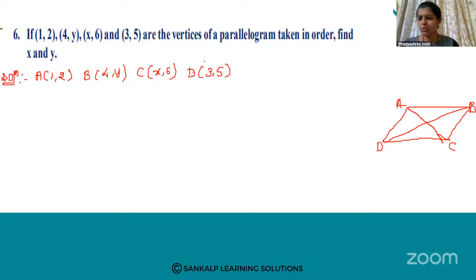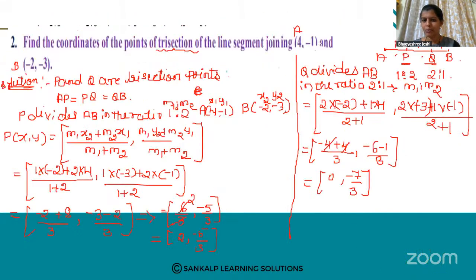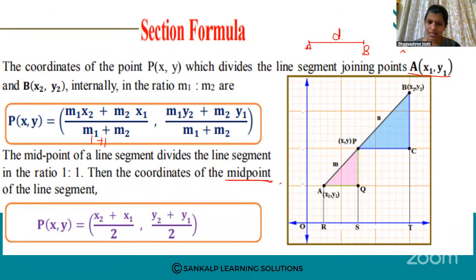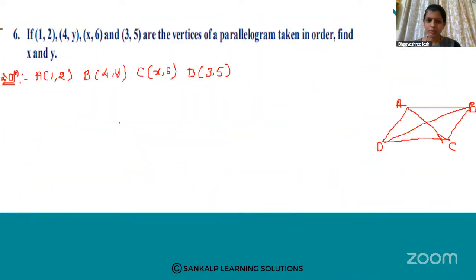Now, what will we do? We'll take the two diagonals AC and BD. In order to find the values of x and y, we'll take the midpoint of AC and the midpoint of BD. We know the midpoint formula: x2 plus x1 divided by 2 and y2 plus y1 divided by 2. This is our midpoint formula. So now let's use the midpoint formula.